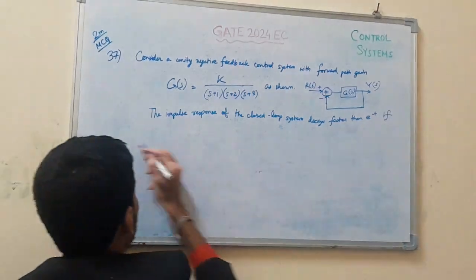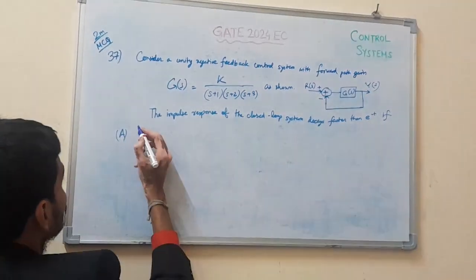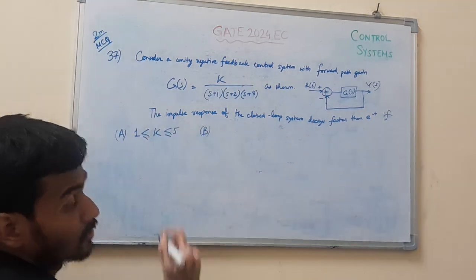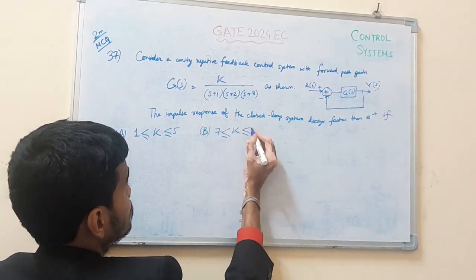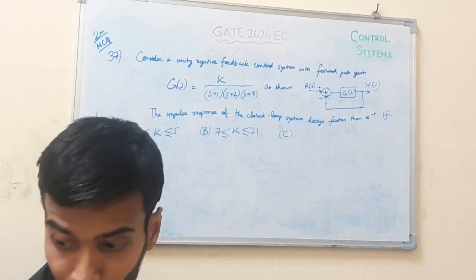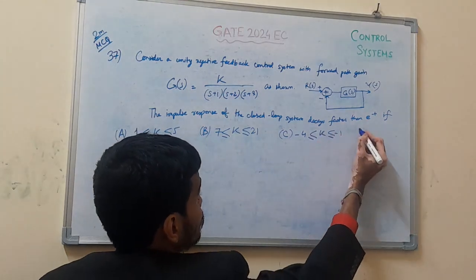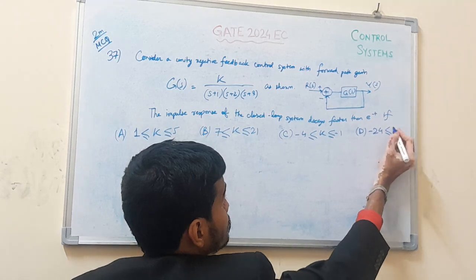if different values of gain k are given. Option A: 1 to 5, option B: 7 to 21, option C: -4 to -1, and option D: -24 to -6.